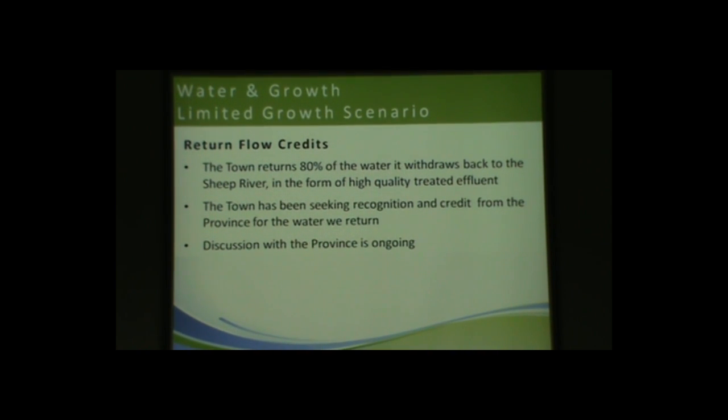Another approach to obtaining new water is to seek return flow credits from the province. The town currently returns 80% of its water back into the Sheep River in the form of high quality treated effluent. The town has been seeking recognition and credit from the province for the last decade for the water that we return. And discussion with the province in this regard is still ongoing. We're continuing the dialogue with the province in the hope that they will provide a credit for the water that we are returning.